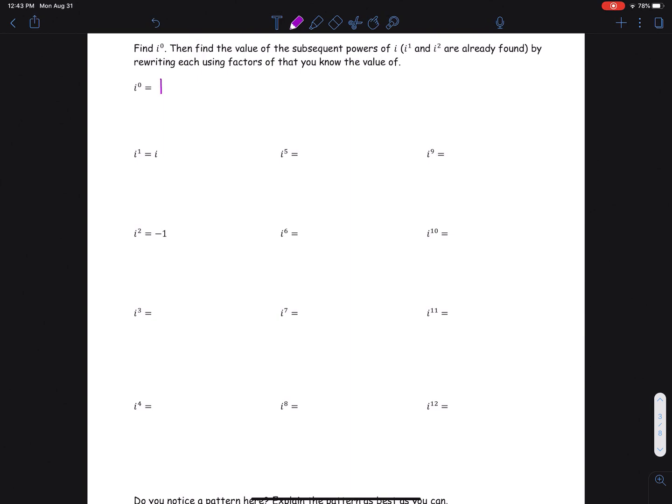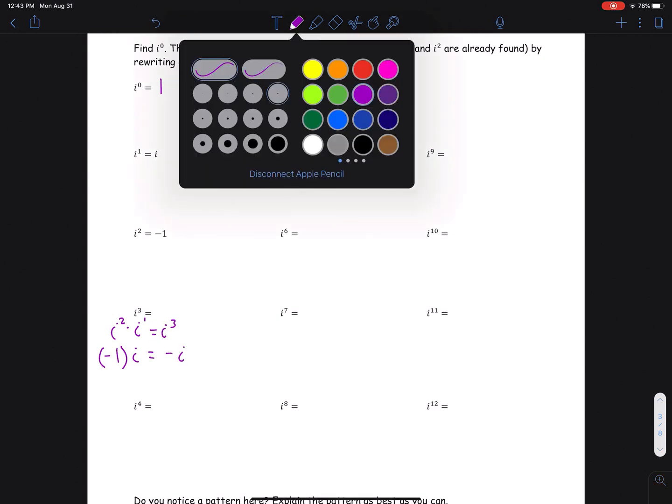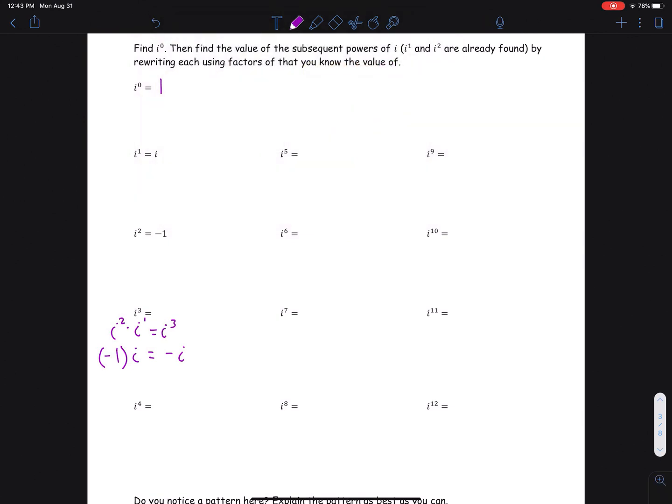How about i to the third power? So how did you write that using factors that we already knew? Well, I know i to the third is i squared times i to the first, or just i, because you add the exponents when you're multiplying. So i squared is negative 1. i to the first is i. So negative 1 times i would be negative i. So I know i to the third can simplify to negative i.